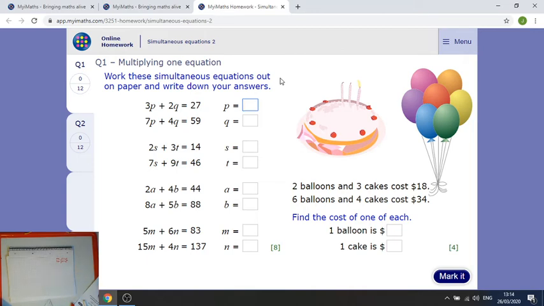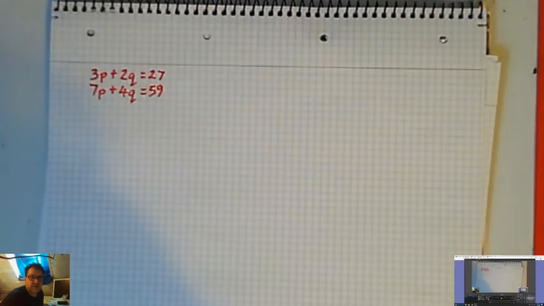Okay, so I'm going to do some simultaneous equation questions from my iMaths. So it's the exercise Simultaneous Equations 2, and I am going to do question 1 in this video. So that's 5 different simultaneous equation problems. So I'm just going to switch to my pad there.